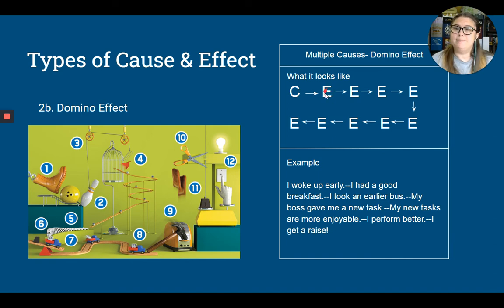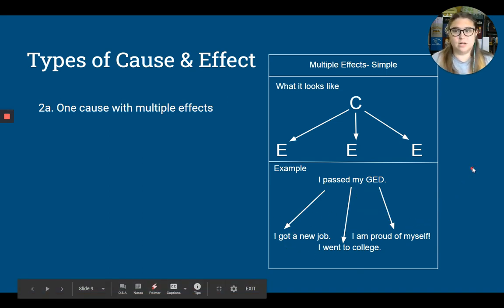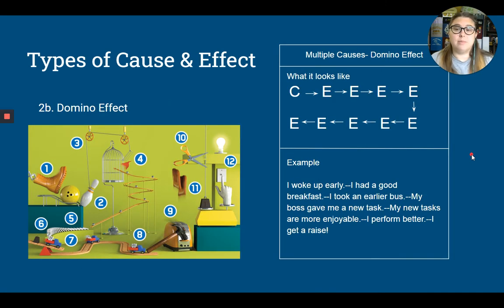This effect leads to another effect. This effect leads to another effect. So each of those individual effects is creating something else that happened. Now, this is different from what we were looking at back here, where we have one cause that leads to three separate effects. Remember, we said that these effects aren't related to one another. When we talk about domino effects, all of these effects are related to one another.